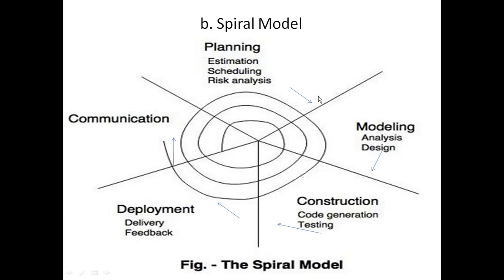Here you can see that we work in spirals. That is, once we have completed one spiral, we are not doing the same work again; we continue only with the feedback of the customer. We are not taking the user requirements fully again and doing the designing part again and so on. So this is nothing but the spiral model.